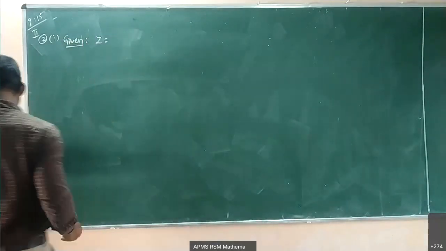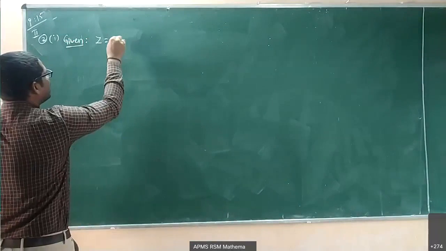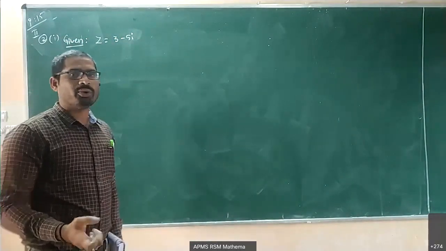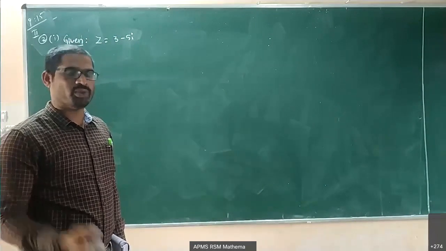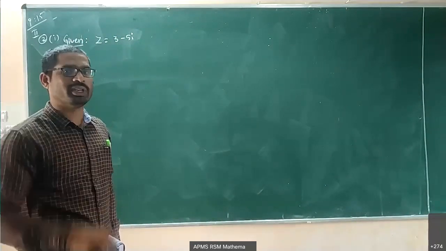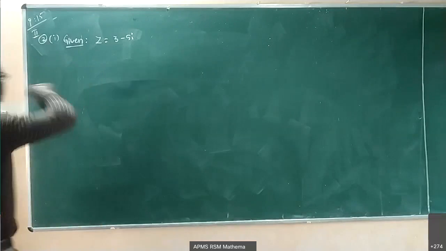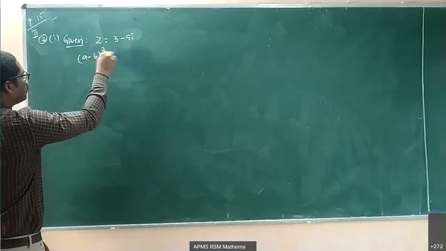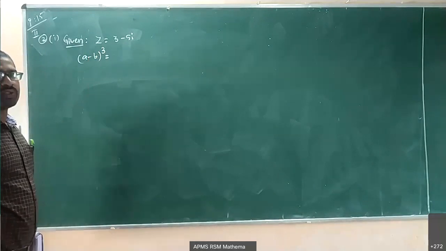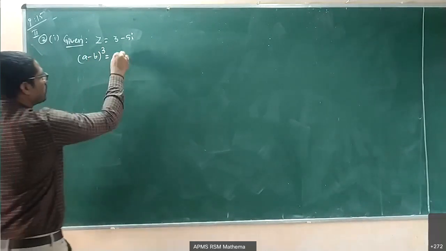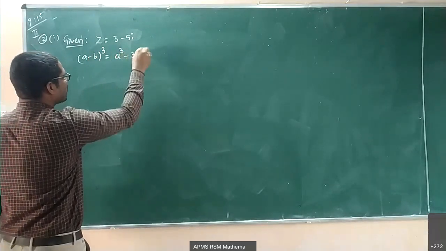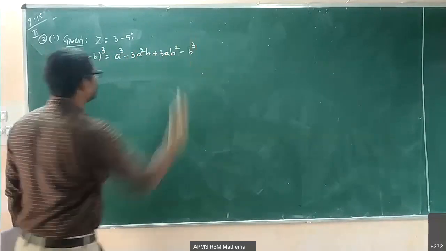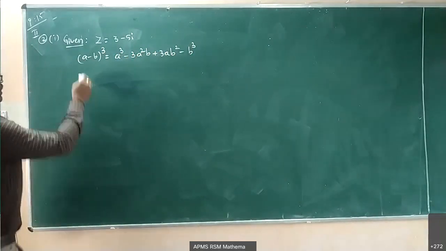So given Z is equal to 3 minus 5i. Here we need to compute Z cube and Z square. So first we compute those and we will substitute in LHS. Before going to that, you should know the formula (a minus b) whole cube. I hope everybody knows it. So I will write a cube minus 3a square b plus 3ab square minus b cube. This is the formula we are going to use.